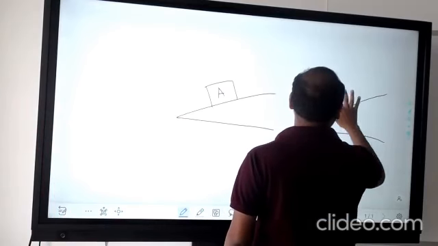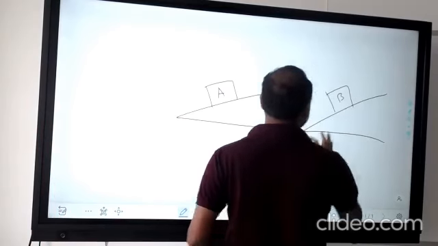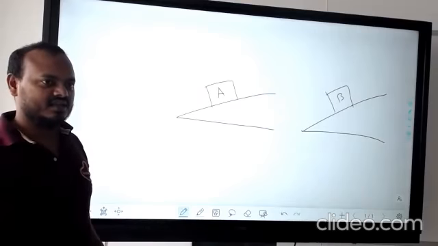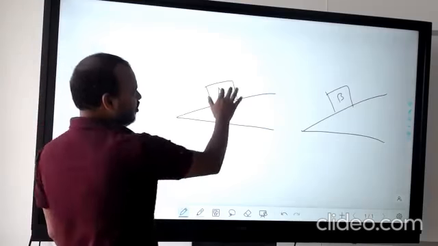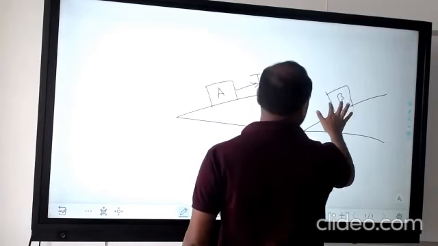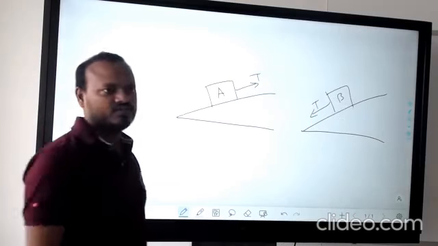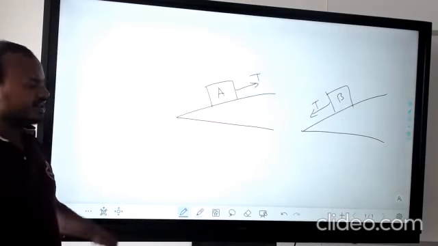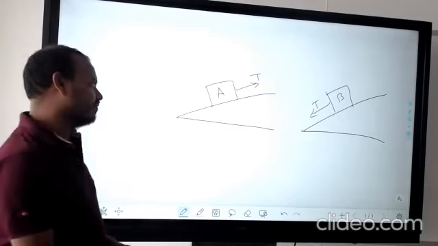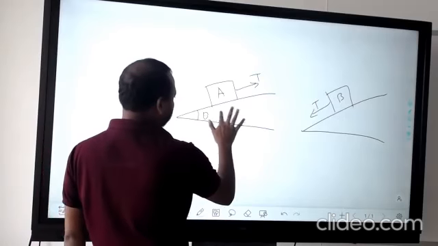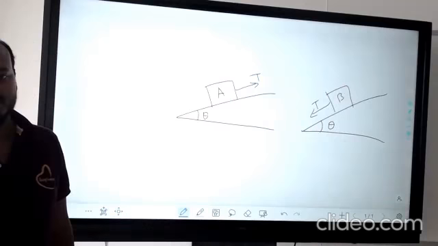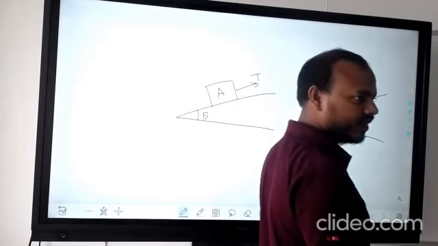So let's say this is your B block. The only thing is that here tension is there, towards this side. And for this one, the tension will be that side. Only then the cord will act. Others are the same. Last class we have discussed. Here we don't know theta. We have to find out theta.